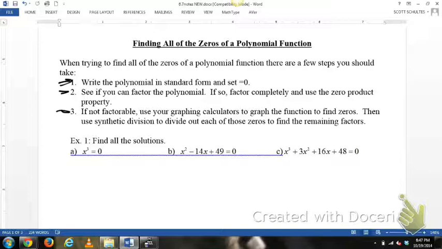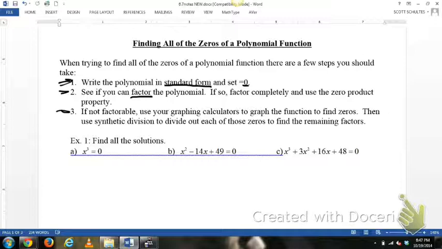The first thing is you're going to make sure that the polynomial is written in standard form and always set equal to 0, like we've already been practicing. Then the second step is to see if you can factor the polynomial. You've already learned how to factor polynomials, so this is going to be the fastest and easiest way to solve if it's at all possible. So if you can, you're going to factor completely and use the zero product property.